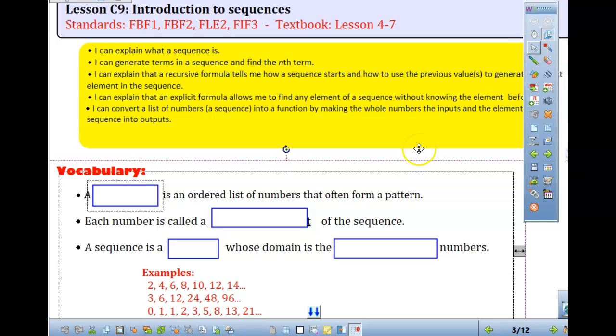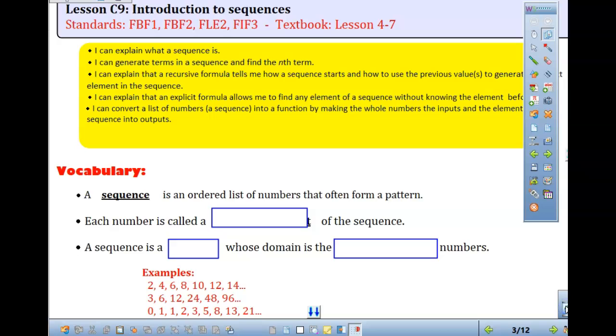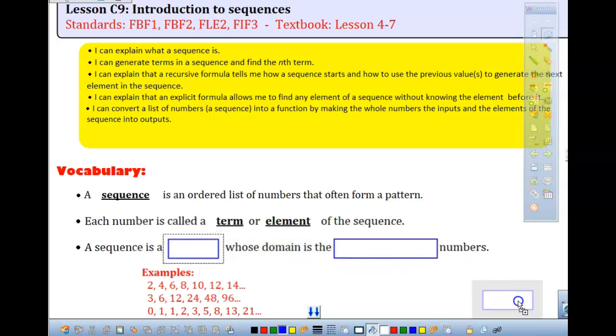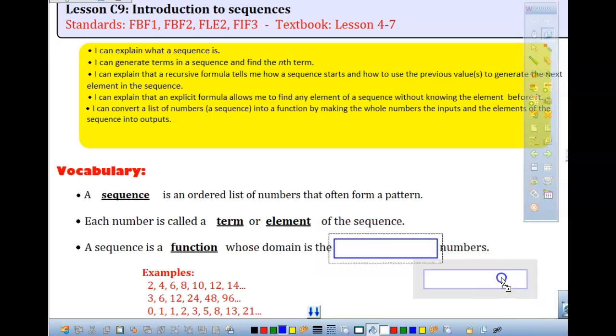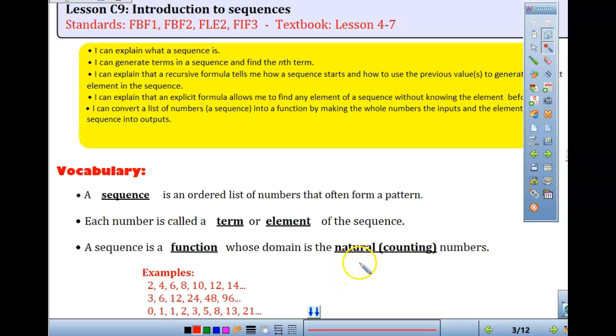So we are looking at vocabulary. We want to write down that a sequence is an ordered list of numbers that often form a pattern. We call each number a term or an element of the sequence. And a sequence is a function whose domain is the natural or counting numbers. So when we talk about the domain, we talk about the natural counting numbers.